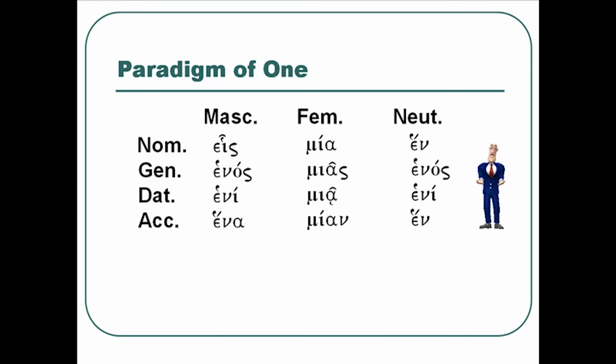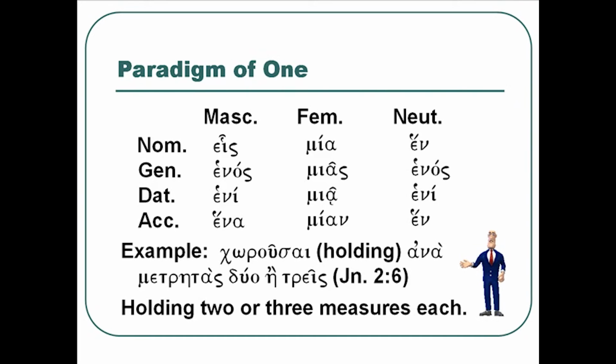Now where are those plural forms? Oh, that's right. This is only a singular because it's the word 1. Pretty hard to make a plural out of that. Now for an example, we have korusai ana metretas dua e tres. And this is holding 2 or 3 measures each, ana, each. And we have our dua e tres, 2 or 3. Example in John 2, Jesus making the water into wine.